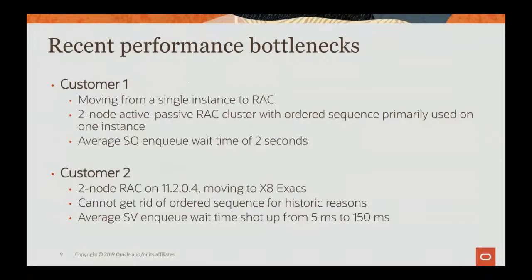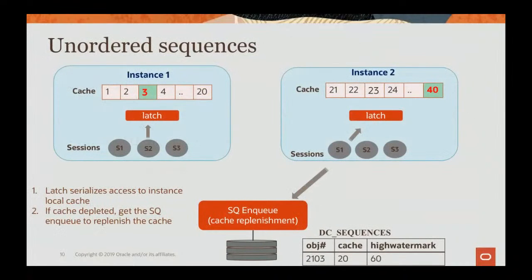So before we actually discuss the changes that were made, I'm going to give you a quick look at how these NQs come into play. Okay, so let's start first with unordered sequences. Now, every sequence object has its metadata in one row of sequence dollar. This is protected by DC sequences, the row cache object DC sequences. The high watermark column that you see there is the start of the next block of sequence numbers that you can pick up from disk.